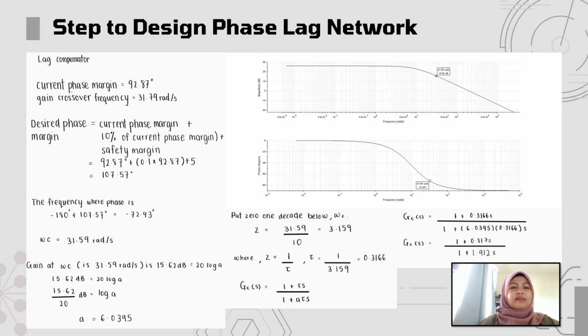By using Scilab, at phase negative 72.43 degrees, the frequency is 31.59 radian per second. Next, we find the gain at the new gain crossover frequency. From the Bode plot, our new gain is 50.62 dB. Then, we put the zero 0.1 decade below. For the zero, we get 3.159. From the zero, we can find tau. Tau is 0.3168. Then we can rewrite the phase lag network transfer function.